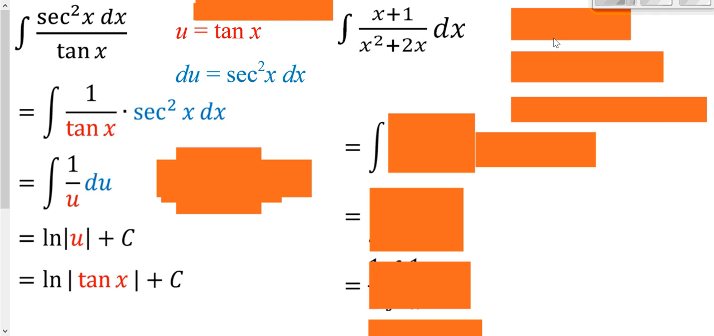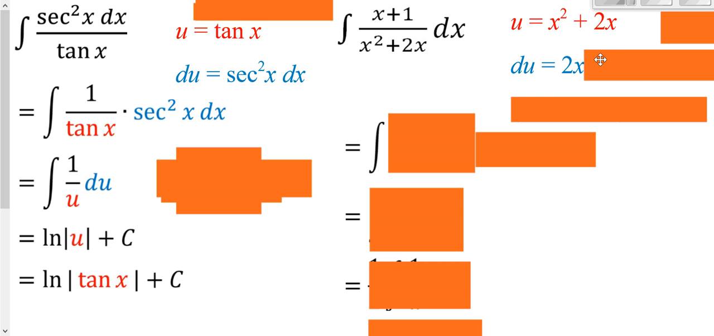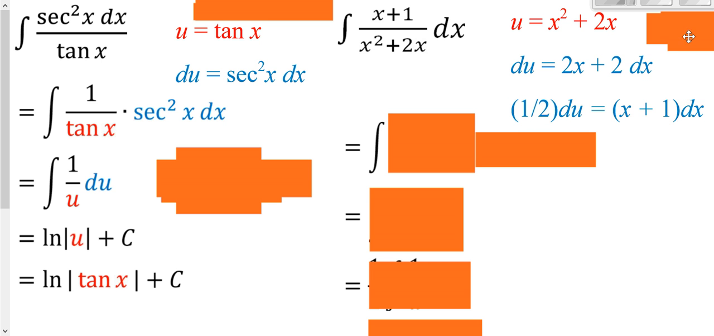Looking over here, we're dividing by variables. Typically, you want u to be the bottom. You also want u to be the higher of the two. They both apply here. So when you do your du, you get a 2x plus 2. We only have an x plus 1. So we don't want this 2. So we want to multiply everything by half.